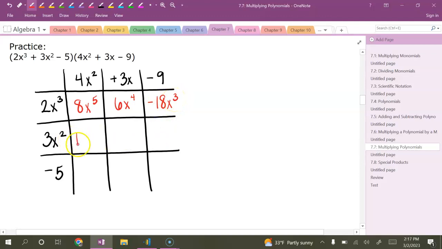The next row here said 12x to the 4th, 9x to the 3rd, negative 27x squared. And for my last row, I have negative 20x squared, negative 15x, and then positive 45.